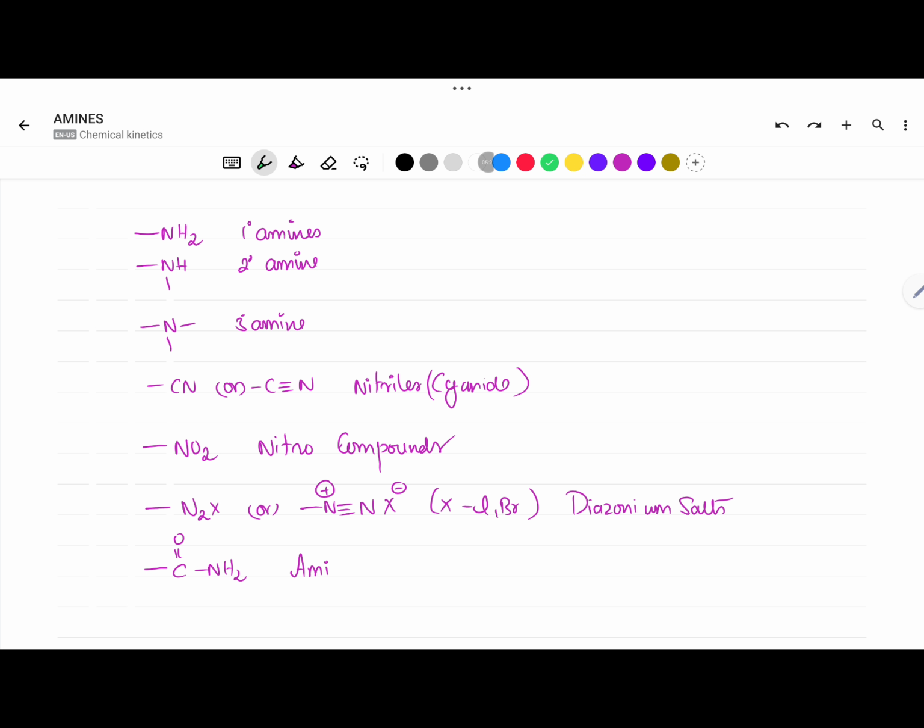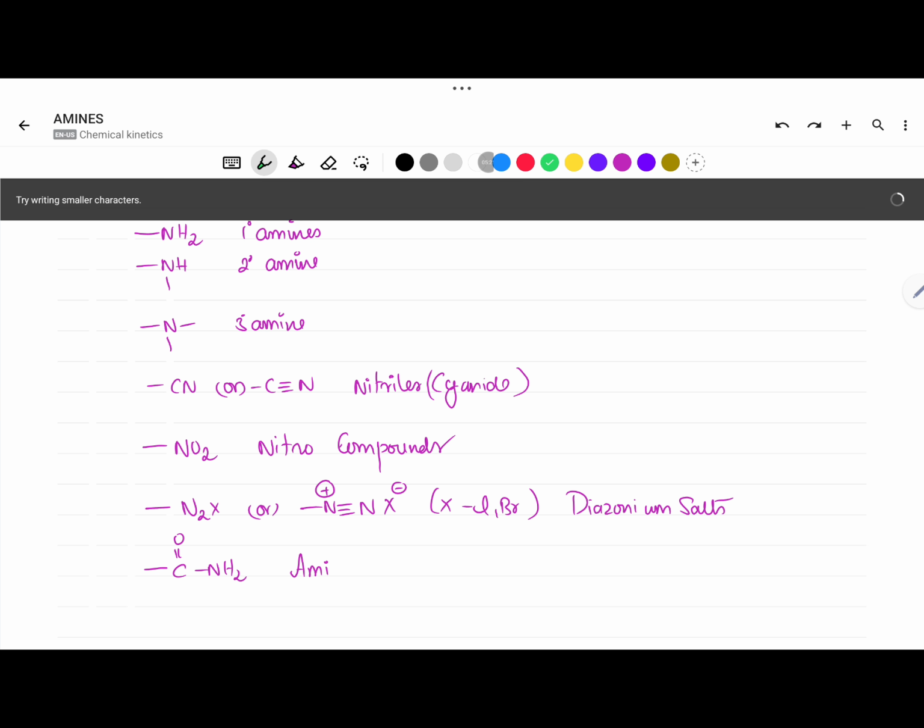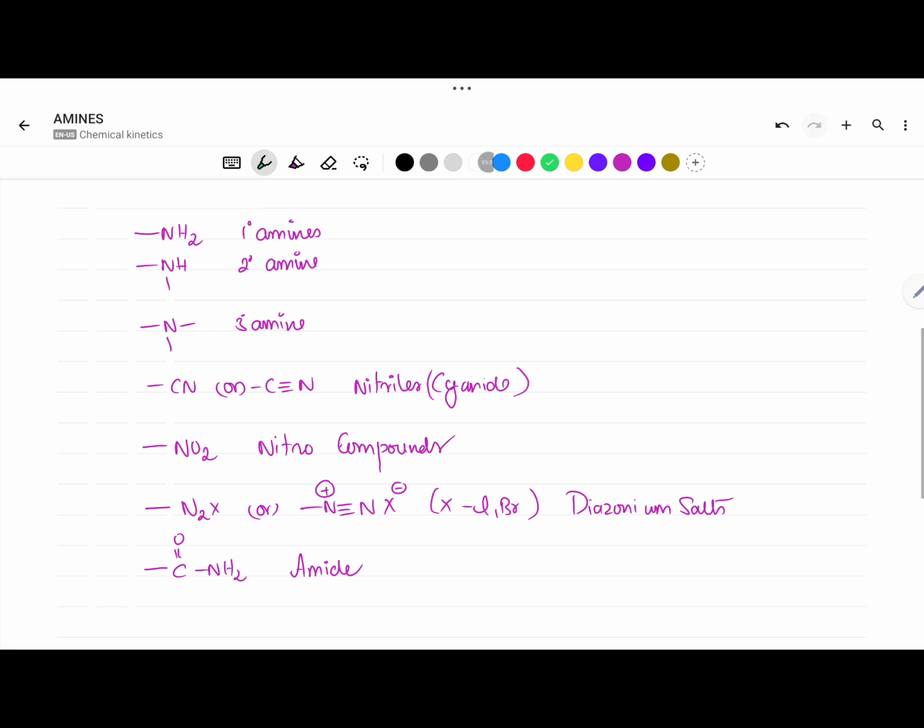So this is your primary, secondary and tertiary. This is what is important to us. So in this chapter we are going to discuss primary, secondary, tertiary amines.